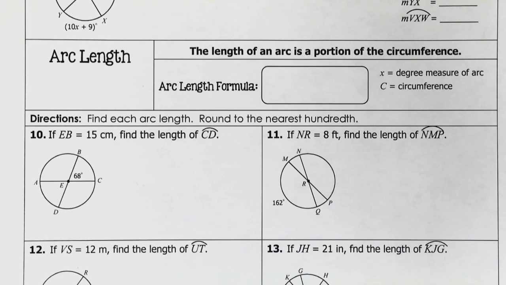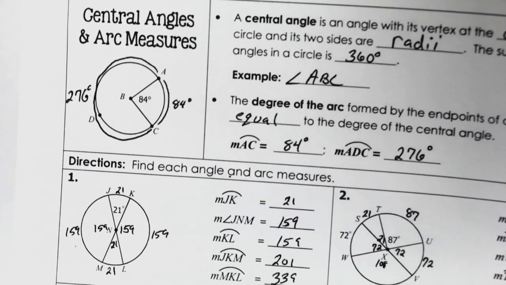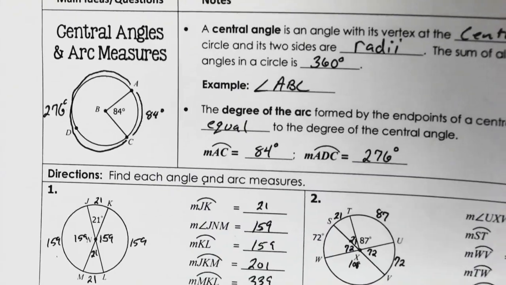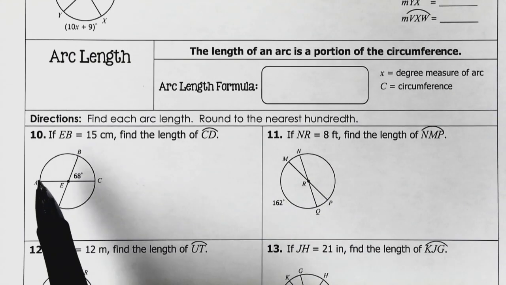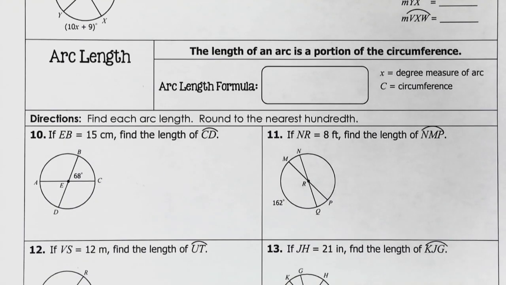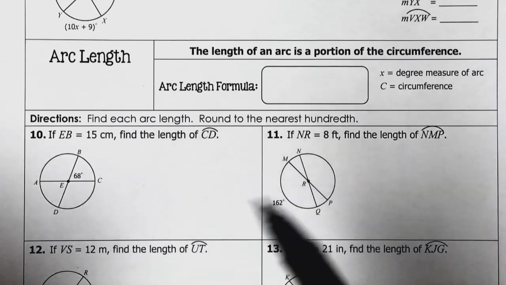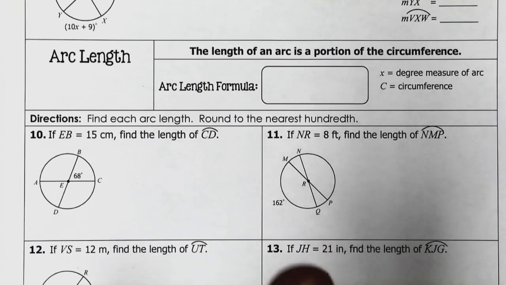All right, guys, moving on to our next lesson. Today we're going to be talking about arc length. Please do not confuse arc length with arc measures. Arc measures, like in the last video, are equal to the degree measure of the central angle. What we're doing today is finding how long the distance is between the points on the circle. Think about it as taking a part of the circle and stretching it out in a straight line to see how far apart those points are.